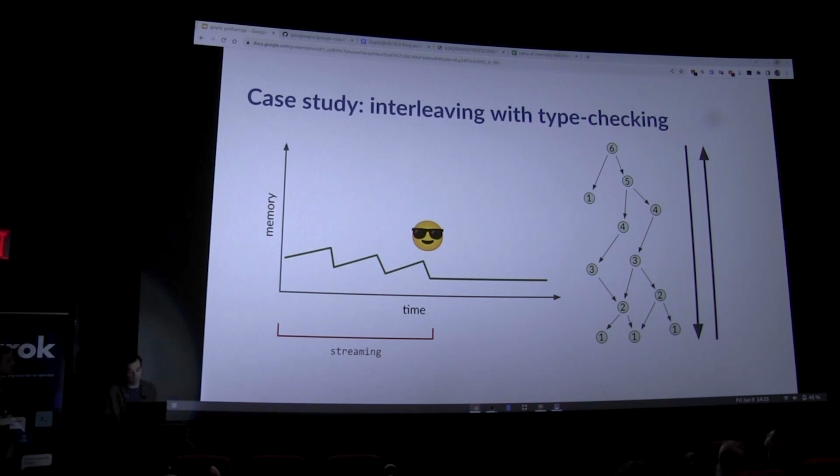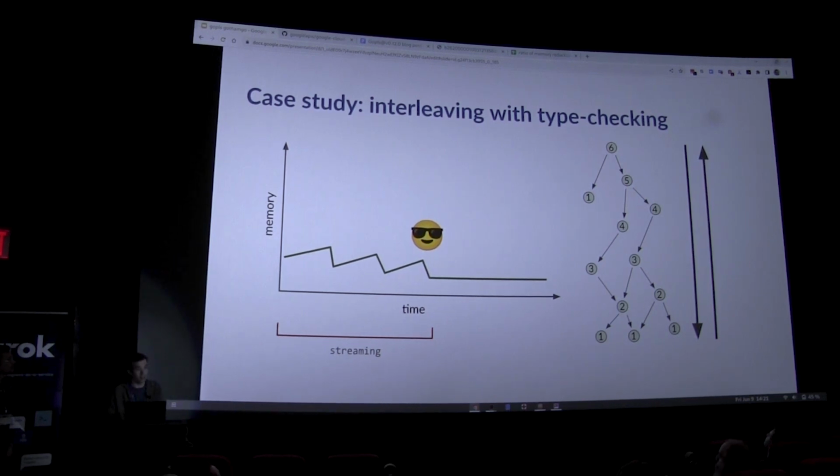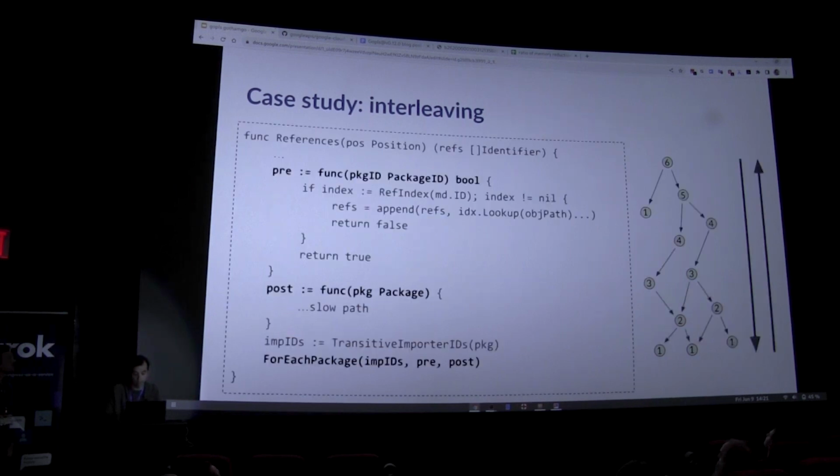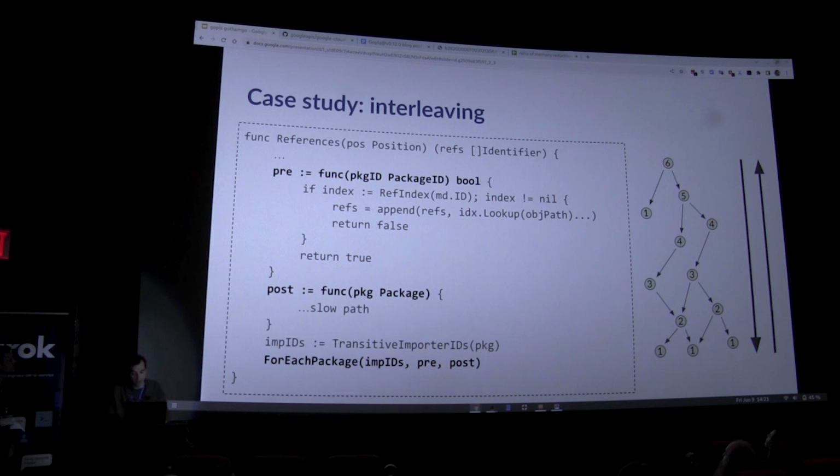And as a nice side effect, this reduces the total amount of work we do because we play more nicely with the garbage collector. The garbage collector has less to do because there's less heap. For completeness, here's what that looks like in our case study. In our pre-order traversal, we check to see if we already have an index, and in our post-order traversal, as we go back up, we do the slow path if necessary. So in some sense, we've optimized our references algorithm. We compute references as fast as possible using as little memory as possible.